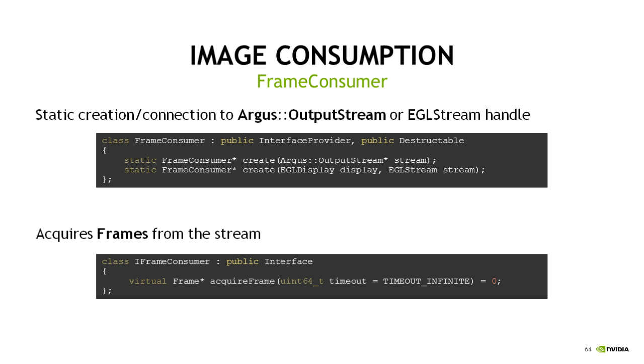Using a frame consumer involves three components. First, the frame consumer itself must be created and connected to the stream using the static frame consumer create function. When used with Argus, this function may be provided the Argus output stream object directly, such that no EGL objects or function calls are required. If the frame consumer is ever used with an EGL stream not being produced by Argus, however, the EGL stream handle may still be provided instead. Once created and connected to the stream, the frame consumer's interface provides the ability to acquire frames from the stream.